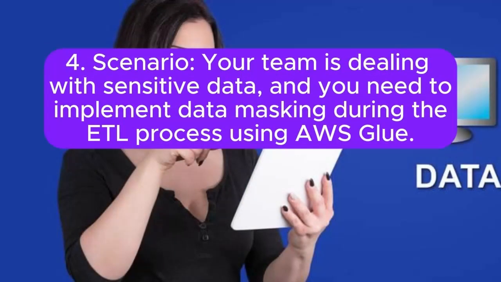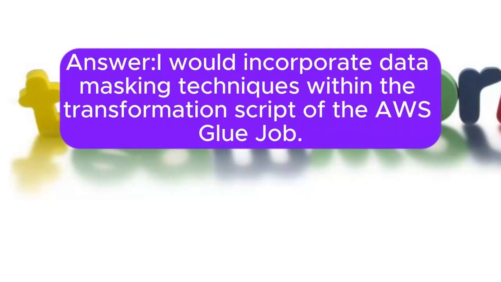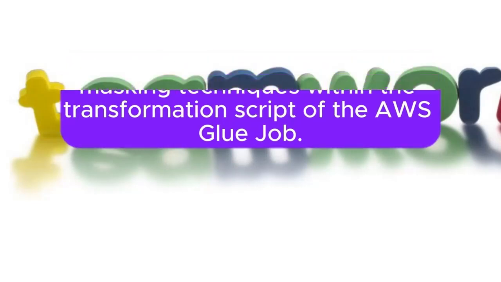4. Scenario: Your team is dealing with sensitive data, and you need to implement data masking during the ETL process using AWS Glue. How would you design a Glue job to ensure that sensitive information is appropriately masked before loading it into a target data store? Answer: I will incorporate data masking techniques within the transformation script of the AWS Glue job.